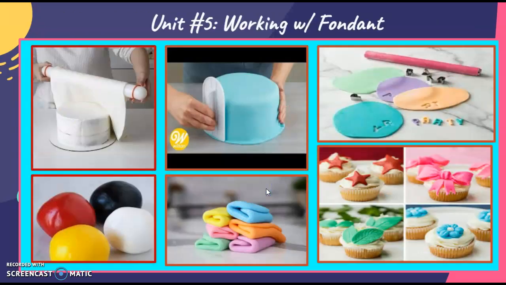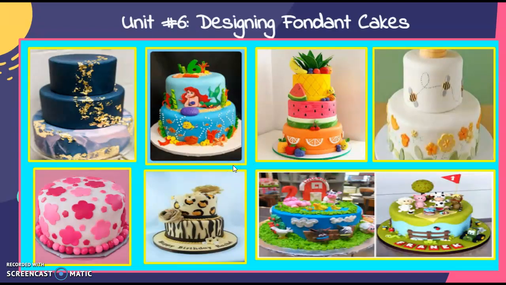Unit number 5, you will work with fondant. You'll make a homemade fondant, and then you will make fondant figurines and fondant decorations. So that is in that unit. And then in unit number 6, similar to the buttercream cake unit, you will be designing multiple fondant cake designs, and then you will put those to use.